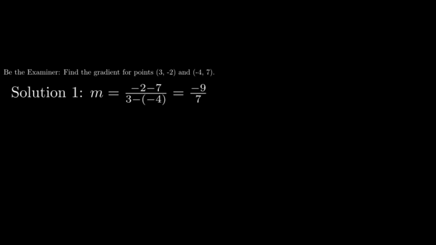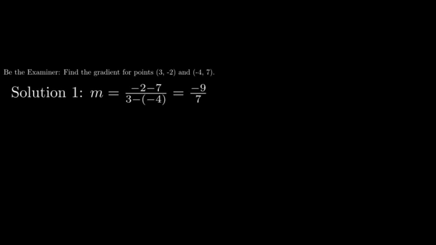A common source of error is mixing up the coordinates. Let's look at a few incorrect attempts to see what can go wrong. Consider finding the gradient for the points (3, -2) and (-4, 7). Here's one attempt. The calculation is m equals -9/7. This is actually correct. Let's check. If x1, y1 is (-4, 7), and x2, y2 is (3, -2), then y2 minus y1 is -2 minus 7 equals -9, and x2 minus x1 is 3 minus -4 equals 7, so m equals -9/7.